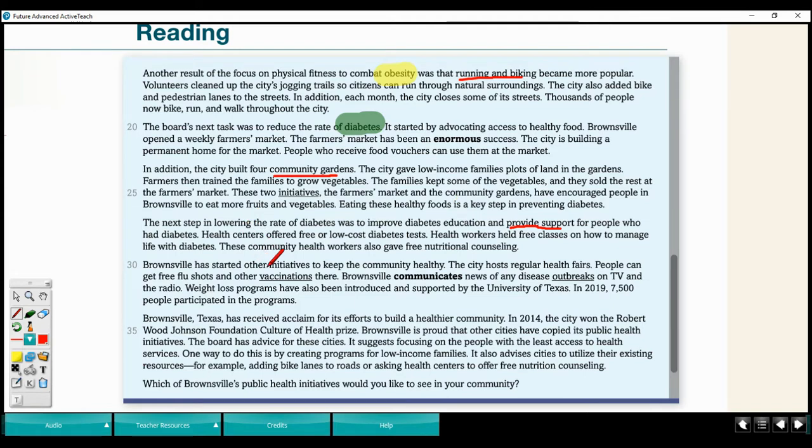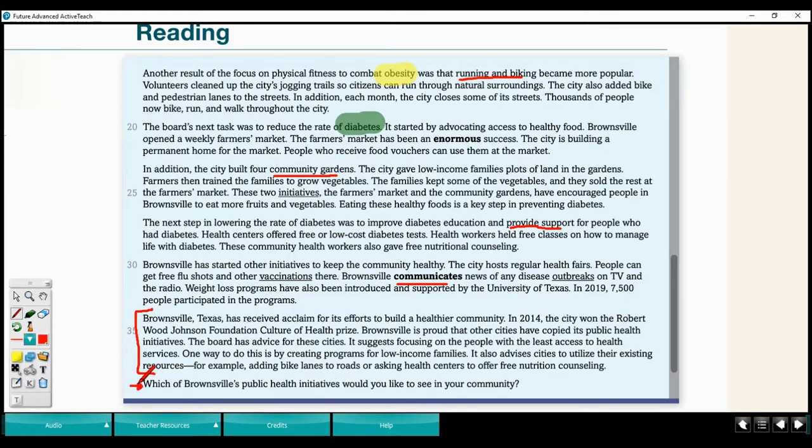The next thing the city did was to help communicate about diabetes, create weight loss programs, and other initiatives. The conclusion shows the results and the effects of all of these changes that happened inside the community of Brownsville. And the author does something interesting here.